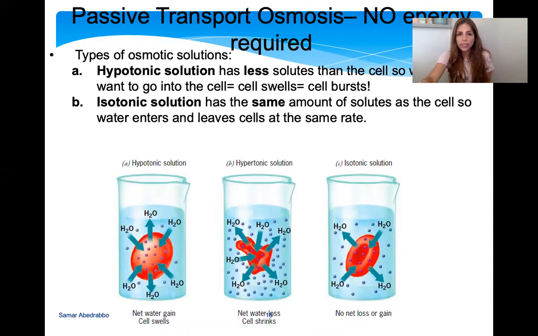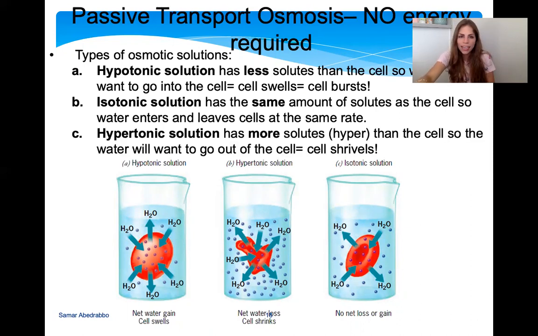In an isotonic solution, the solution has the same amount of salts as the cell, so water enters and leaves the cell at the same rate, so nothing happens to the cells, they're happy and they're healthy. And a hypertonic solution is a solution that's hyper, so it has more solutes or salts than the cell. Water will always go where there are more salts, so water will leave the cells and the cells will eventually shrivel. So hypotonic and hypertonic solutions in theory are both bad because you will damage cells.